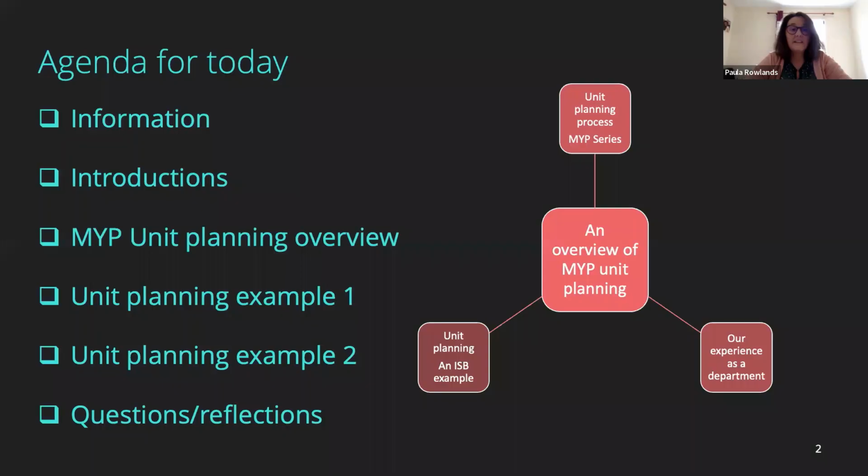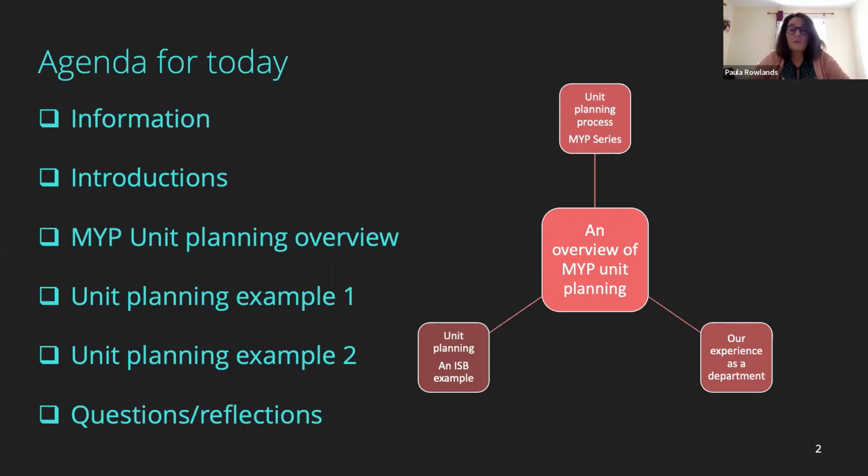So my agenda: I'll start off with a little bit of information in addition to what Christian's just said, and then I'll give an overview of MYP unit planning. So just a general introduction to how we put together our MYP units and how we interpret MYP unit planning in terms of mathematics. So I'm focusing completely on mathematics today.